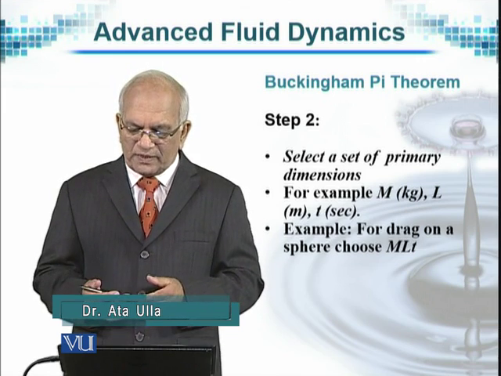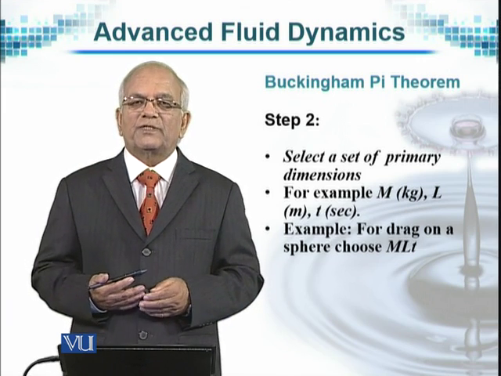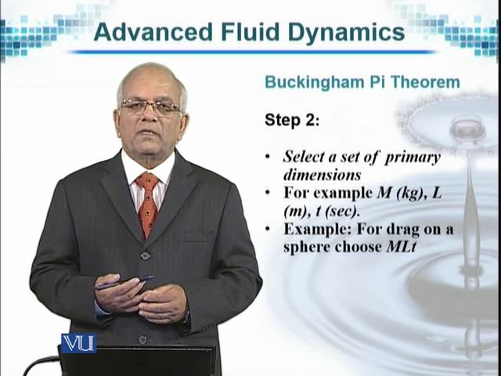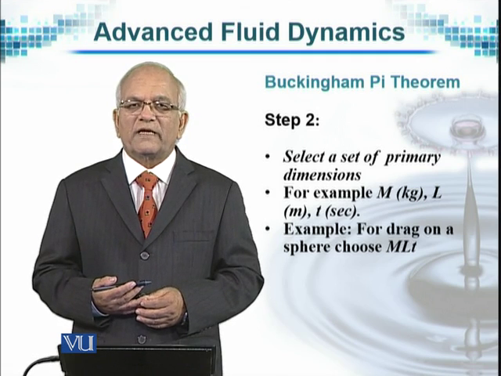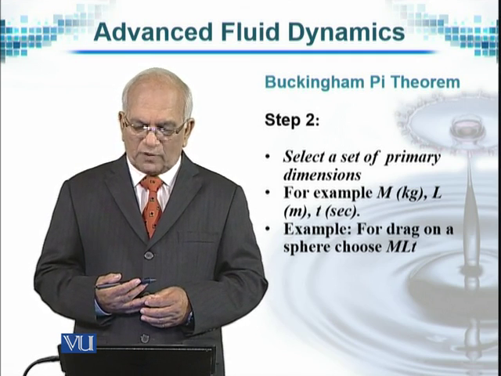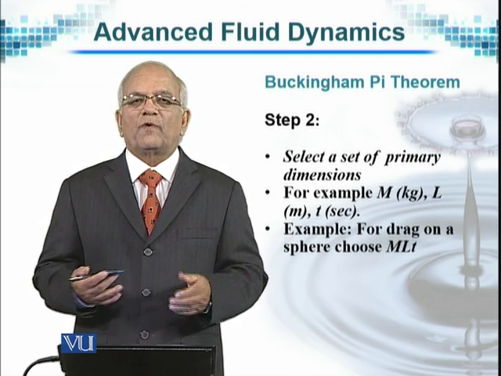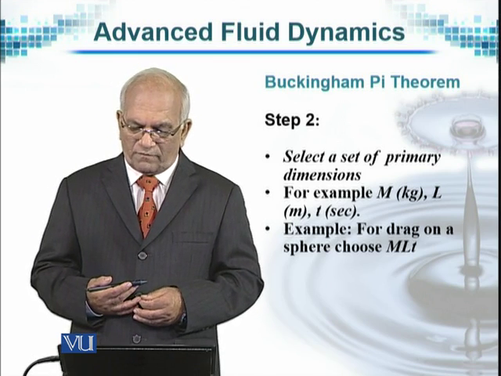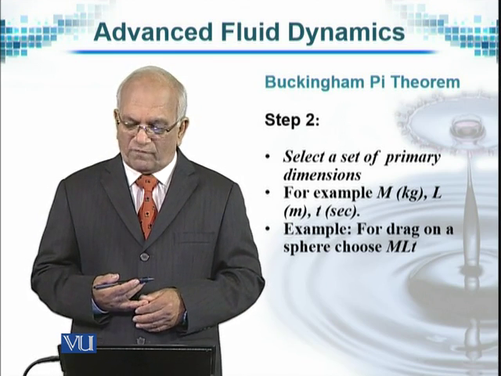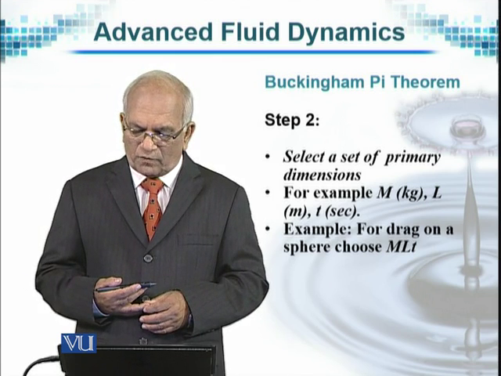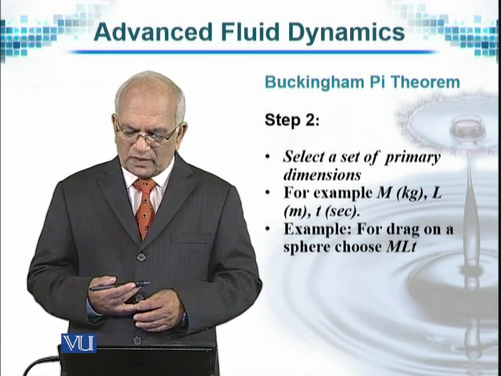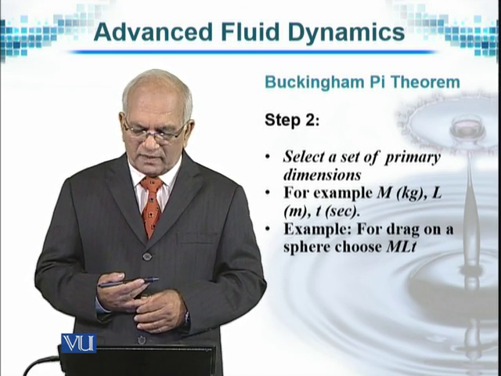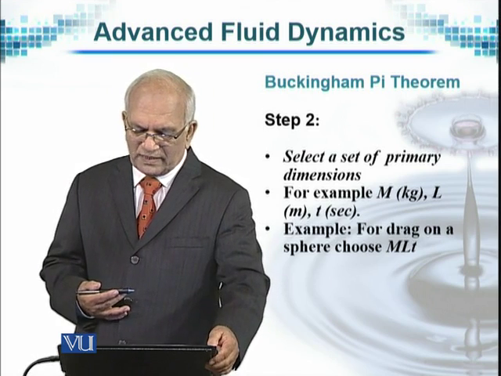The second step is that we select a set of primary dimensions. You recall that we mentioned several times that there are 7 basic primary dimensions, with the help of which we can calculate the dimensions of all the functions or parameters that are involved in fluid flow. For mass it is kilogram, for length it is meter, and for time it is second, and so on. So we have done it many times.